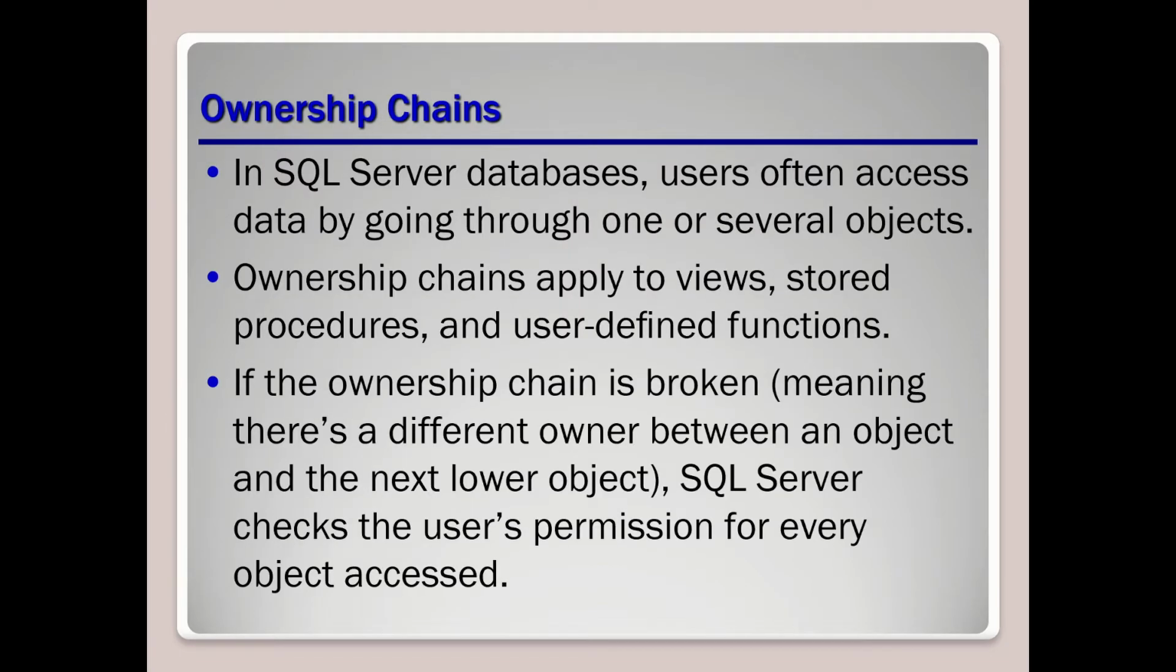And ownership chains. So in a SQL Server database, users often access data by going through one of several objects. Ownership chain applies to views, stored procedures, and user-defined functions. If the ownership chain is broken, meaning there is a different owner between the object and the next lower object, SQL Server checks the user's permission for every object access.